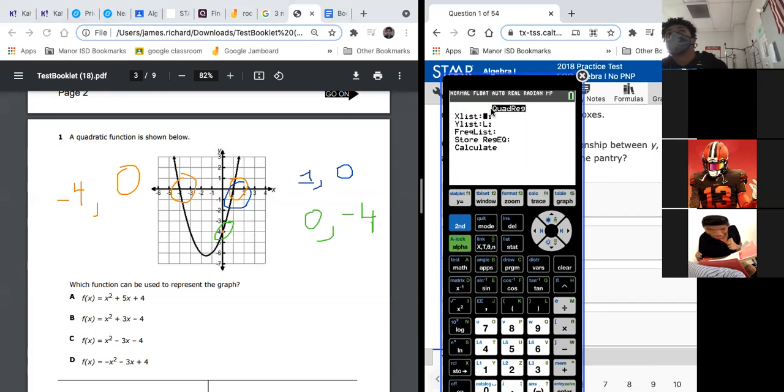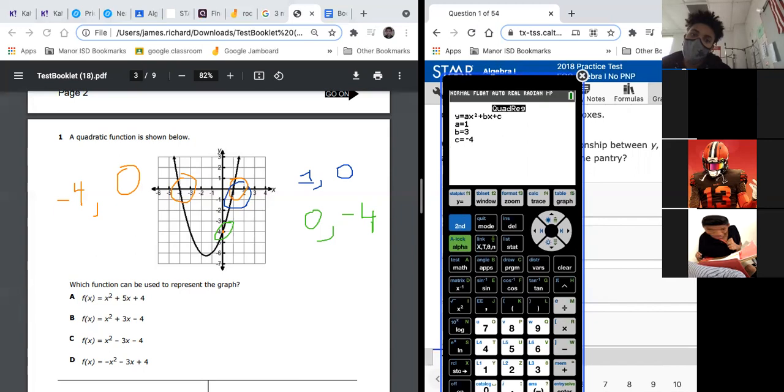And then on this screen, L1 is our x, L2 is our y. It already defaults to this. You don't have to do anything. Just press enter, enter, enter, enter. And it's on calculate, enter again. It calculates everything. So, y equals ax squared plus bx plus c. Our a is 1, our b is 3, and our c is -4.